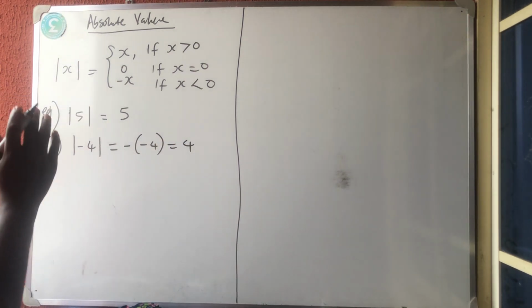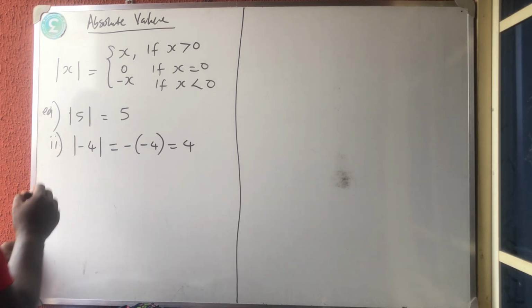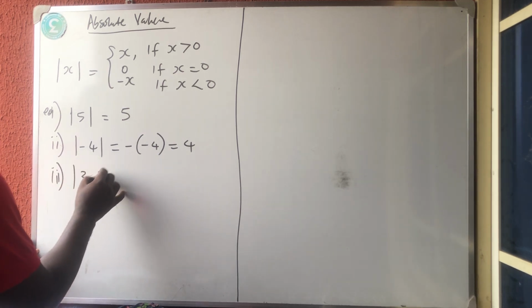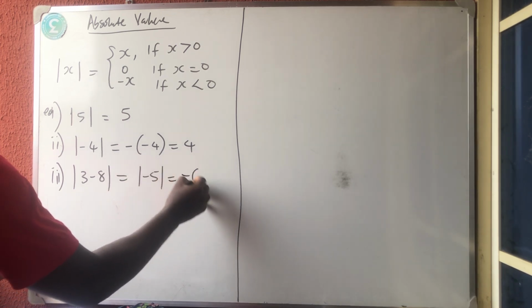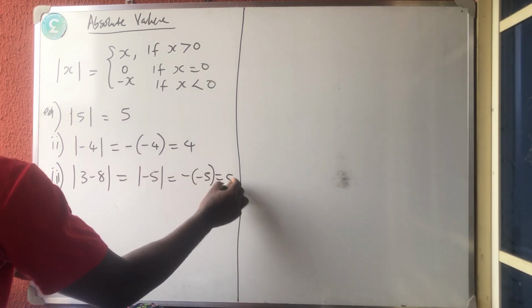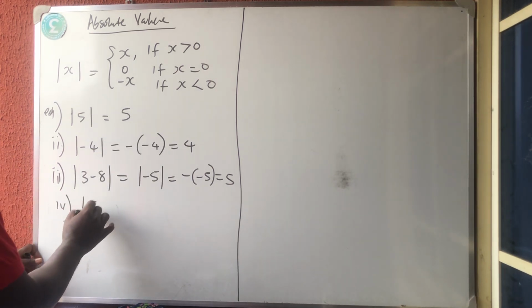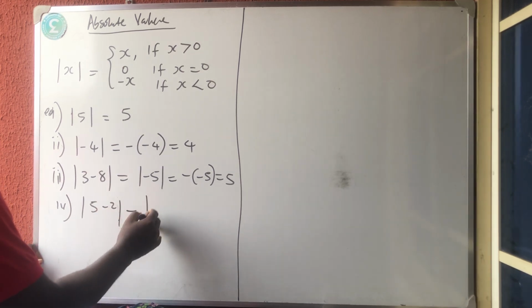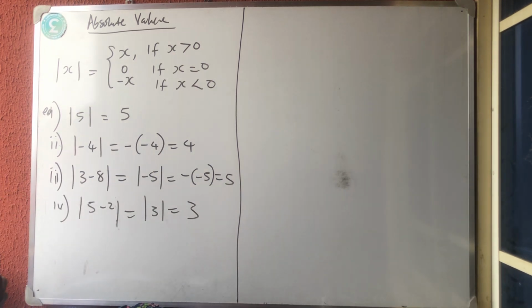So this and this will make it 4. So absolute value means it must be positive. That's just the meaning. So if I have the absolute value of 3 minus 8, for instance, it is equal to the absolute value of minus 5, which is 5. As simple as that. Absolute value of 5 minus 2 is equal to the absolute value of 3, which is 3. So that is that.